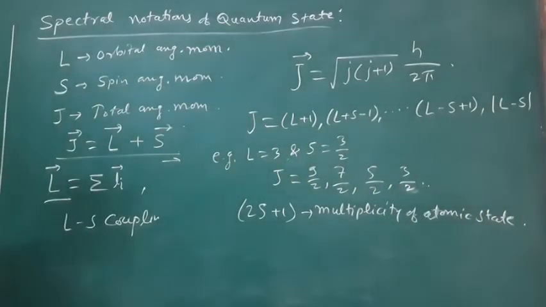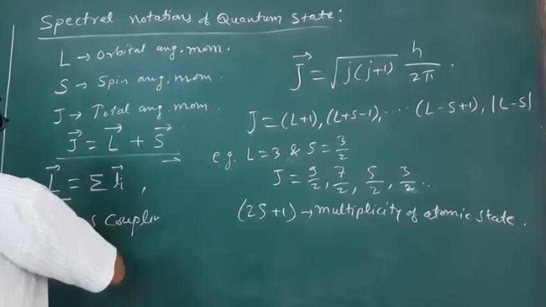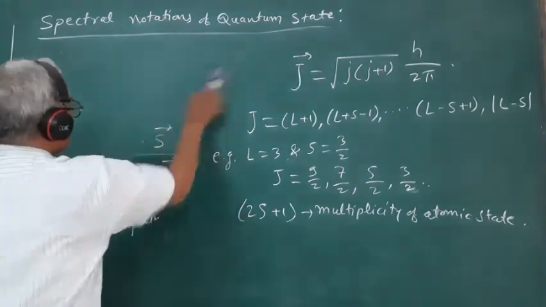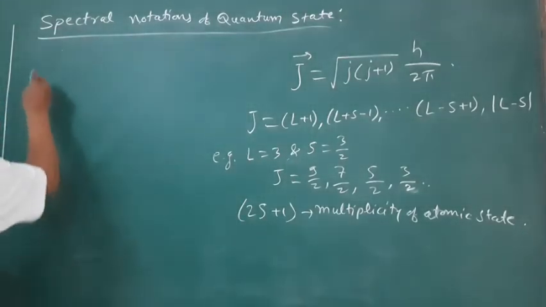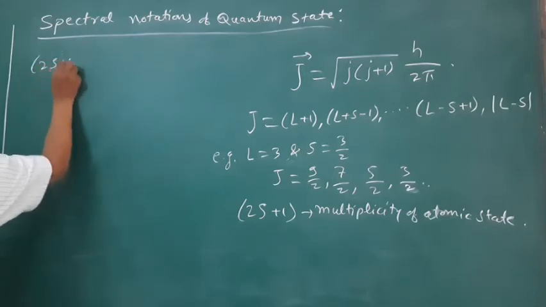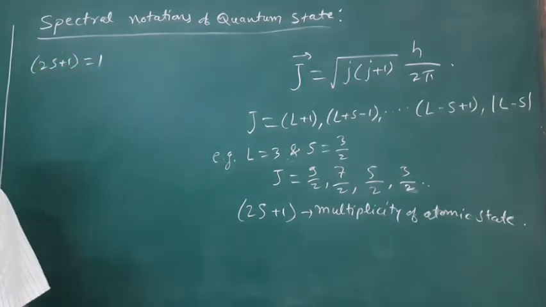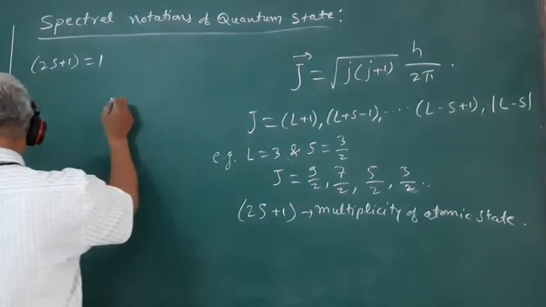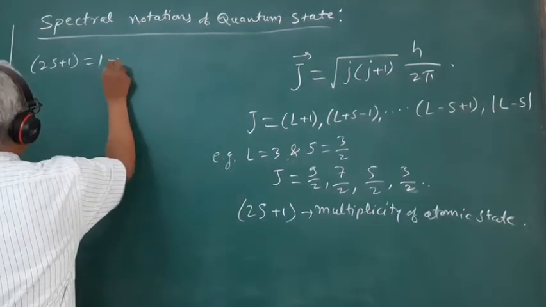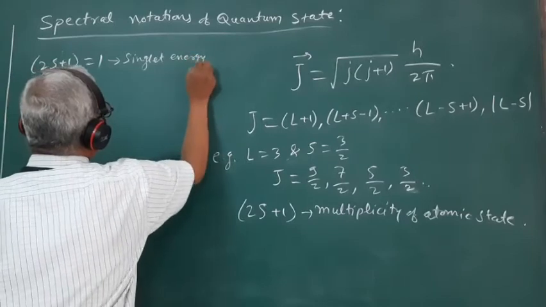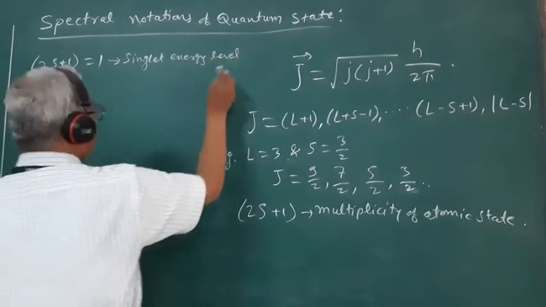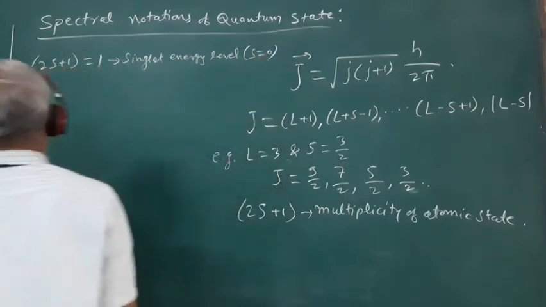The value twice S plus 1 is called the multiplicity of the atomic state. So we can obtain the multiplicity for the atomic state like this. For twice S plus 1 equal to 1, it represents the singlet energy level. That is, S is equal to 0.